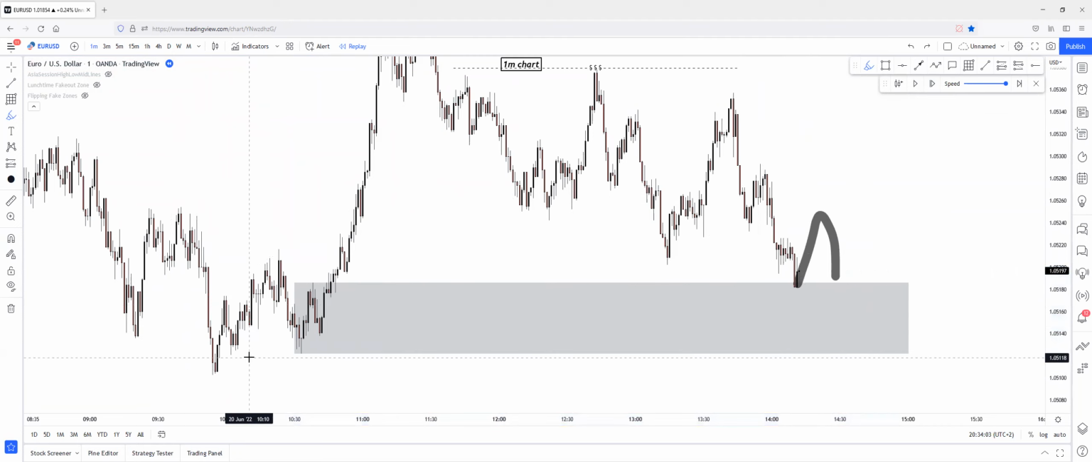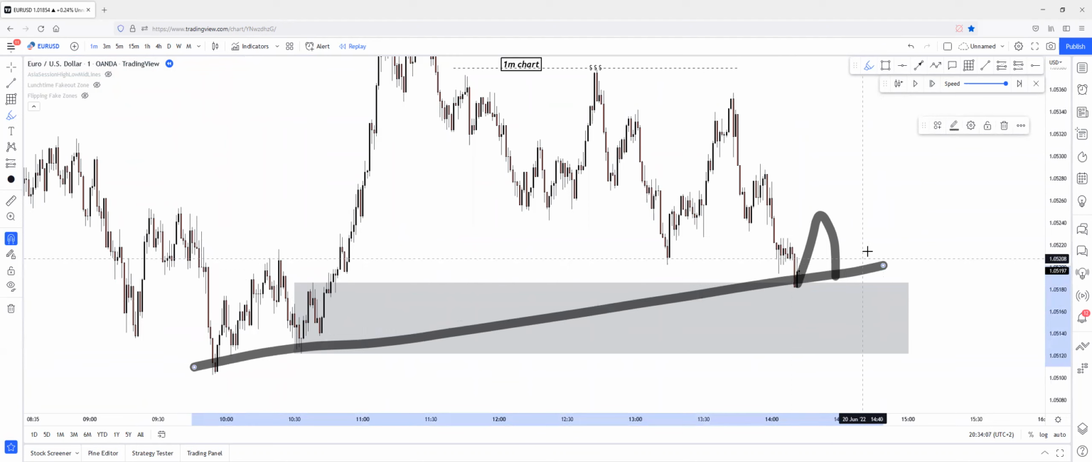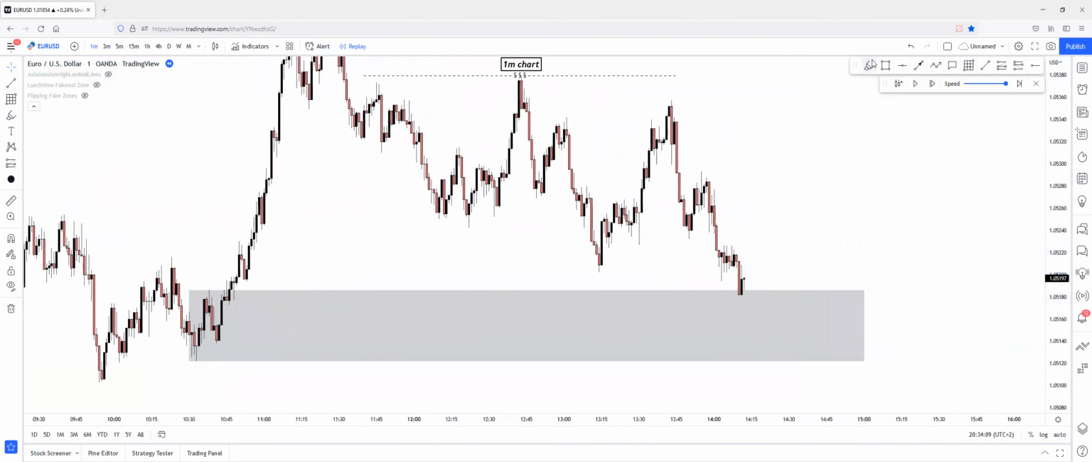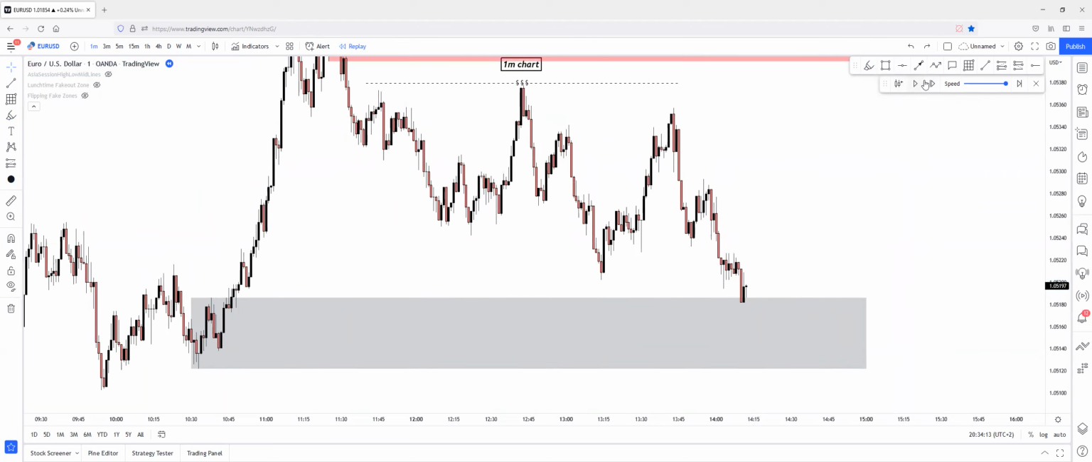I mean, don't draw on my screen, please. Thank you. So this could be part of the liquidity. If price changes character here at this region, I would rather wait for the 50% mitigation.